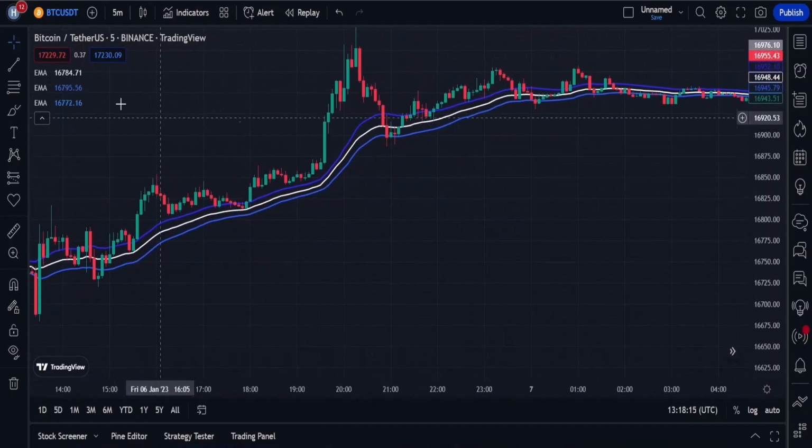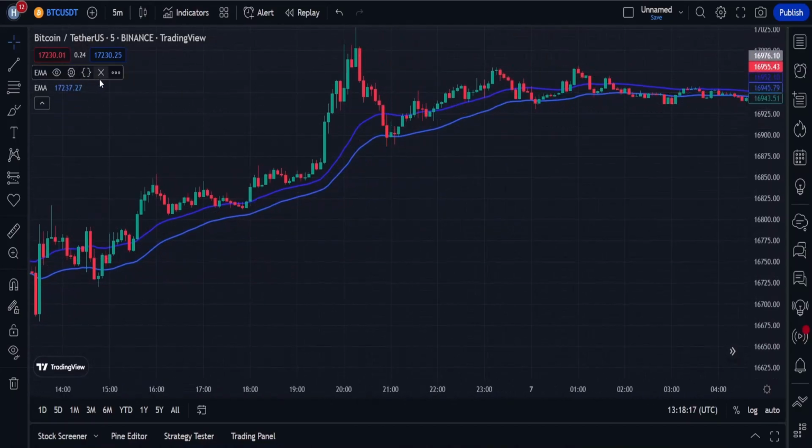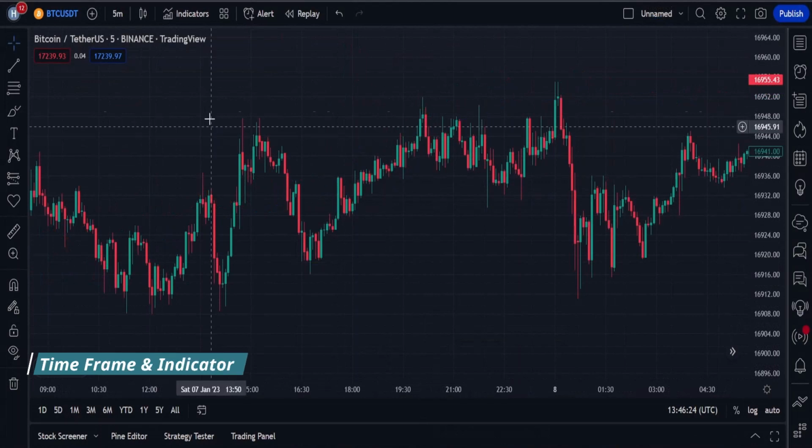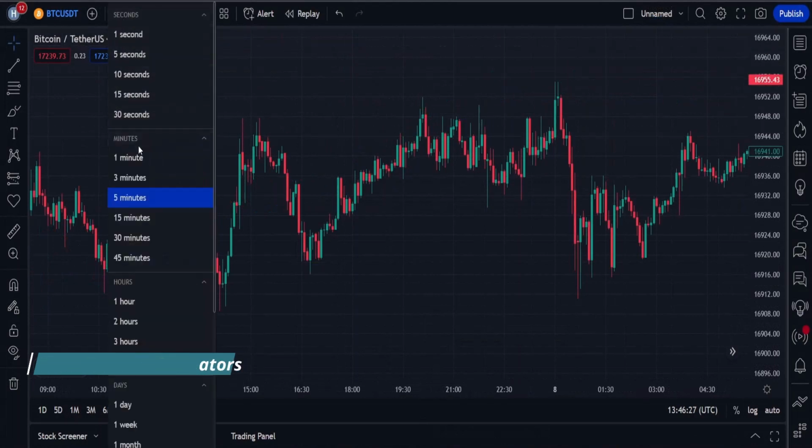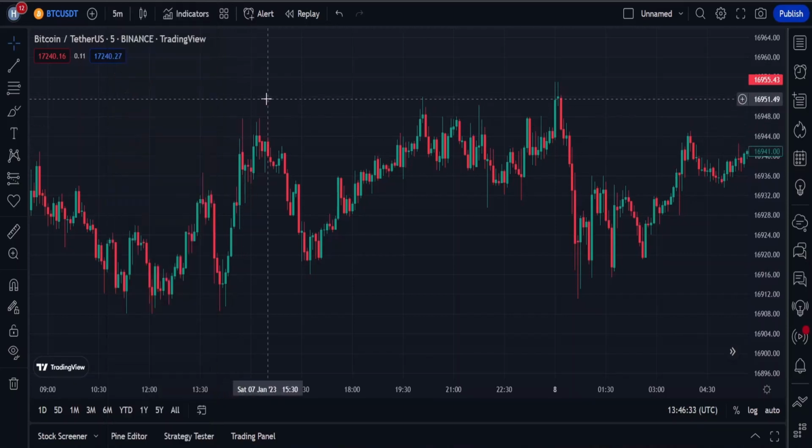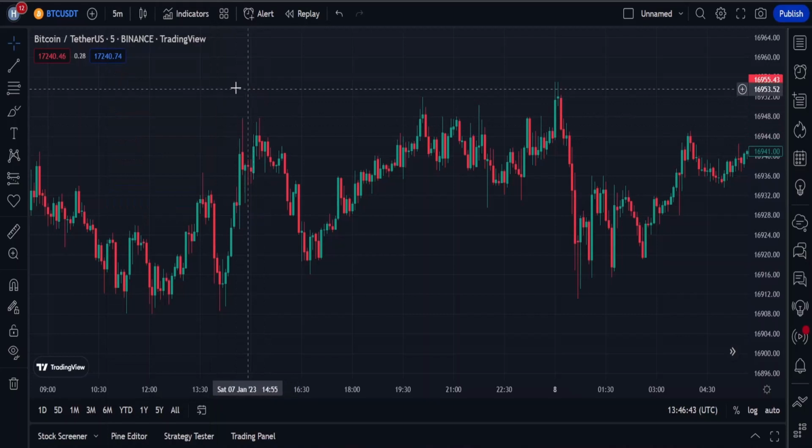I'll quickly cross these indicators out so I can explain everything from the beginning. So this strategy works best on lower time frames such as 1 minute and 5 minutes, so it is easier to find profitable trades in a couple of hours. Now let's add our indicators to our chart.